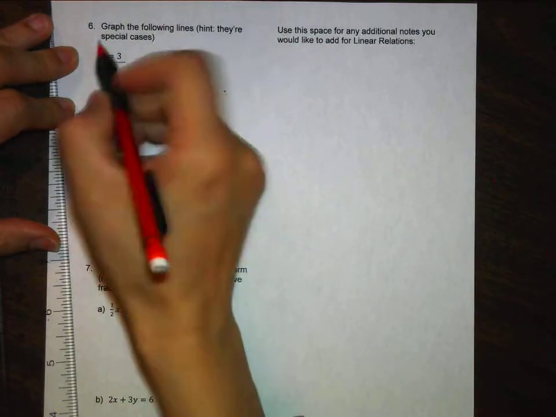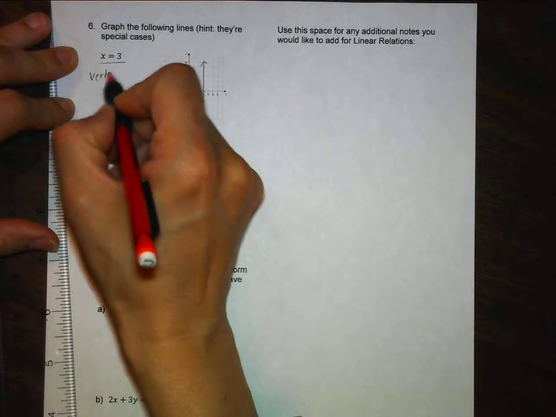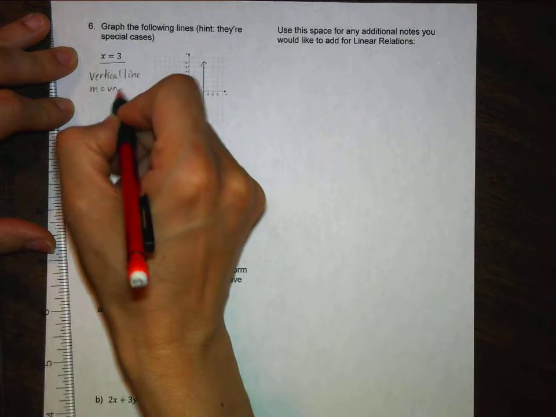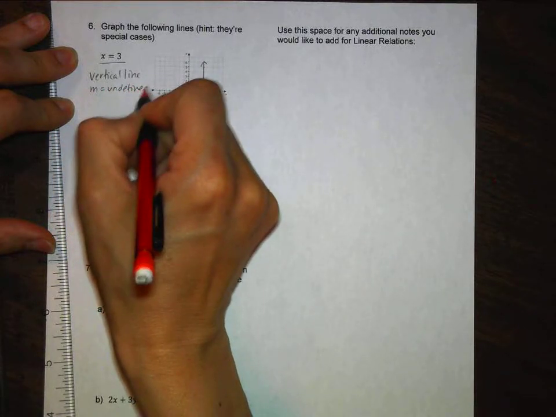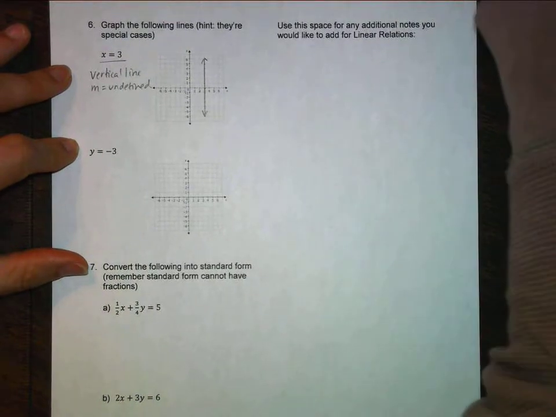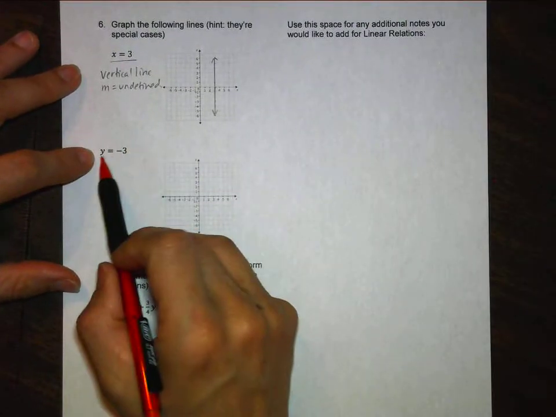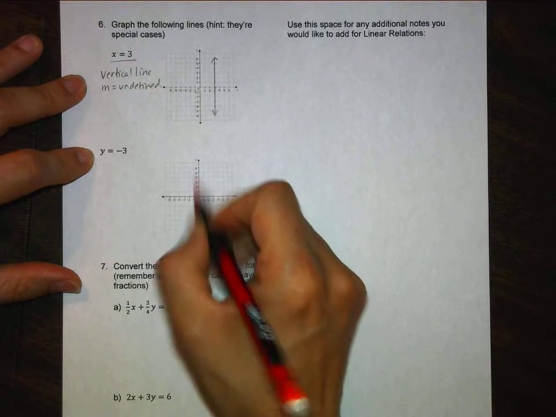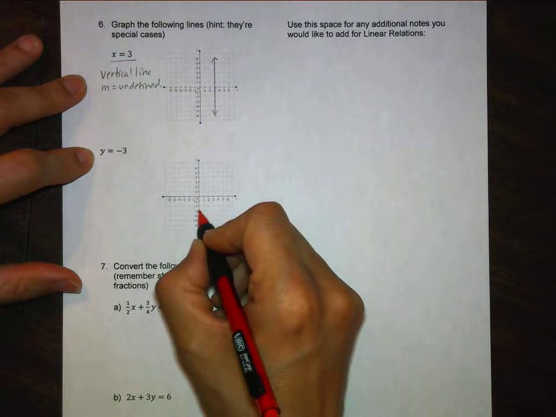So I can look at that, tell myself I know it's a vertical line. The slope is undefined. If I remember that, which is convenient, then y is equal to negative 3. Let's find out where y is equal to negative 3. Well, here's the y-axis. Y is equal to negative 3 here.